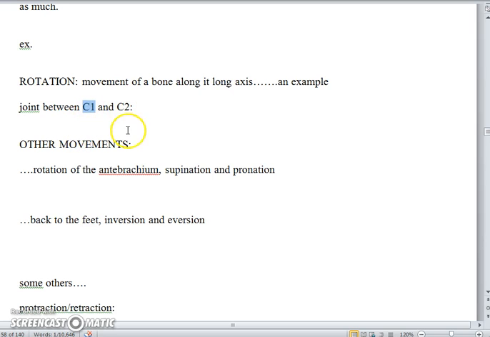Remember, C2 is the axis. So the joint between C1 and C2 is what you use when you say no, I'm doing it right now. When you shake your head, that's a rotation of C1 on C2.